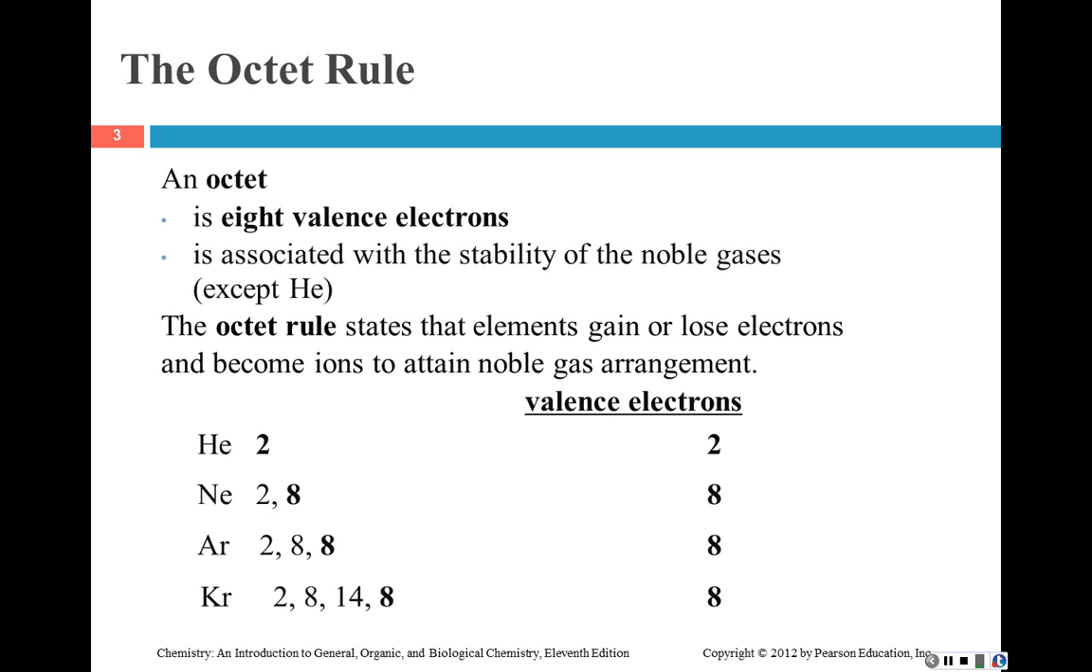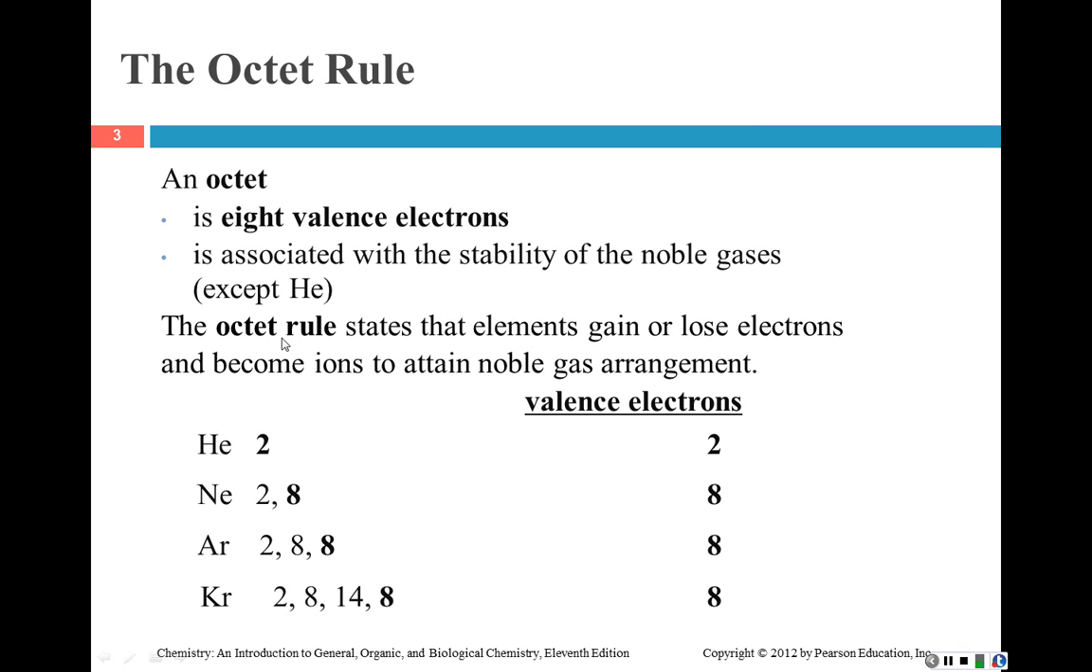It's associated with the stability of the noble gases, except for helium, because helium's the smallest one. It doesn't need 8, it only needs 2 because it's so small it doesn't have 8. And so as you see, you have helium here with 2 valence electrons, but all the rest have 8 valence electrons, no matter how far out you go. Neon, argon, krypton you're seeing here. So those valence electrons are 8.